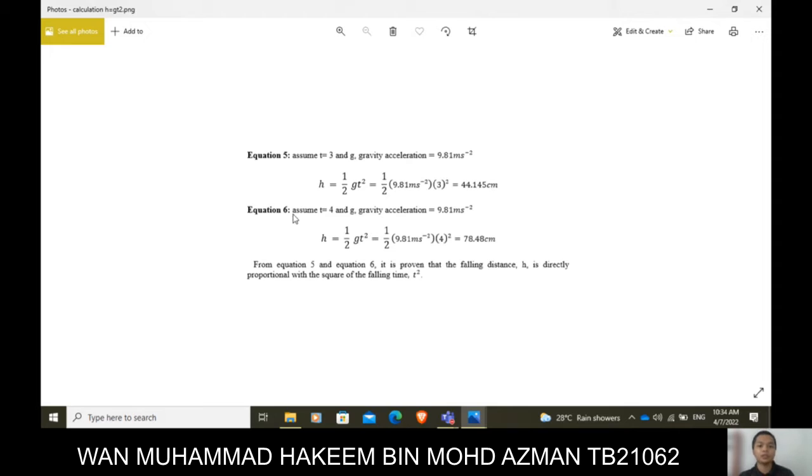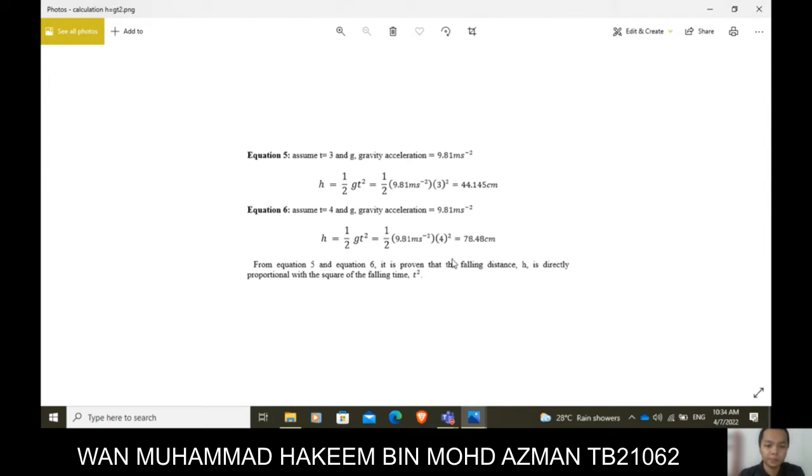44.145 centimeter. For equation 6, I assume t equals 4, where 3 plus 1 equals 4, I just add 1 here. And the gravity acceleration, as we know, is 9.81 m/s^-2. I insert into this formula and I get 78.48 centimeter. So for equation 5 and equation 6, we can prove that the falling distance h is directly proportional to the square of the falling time.